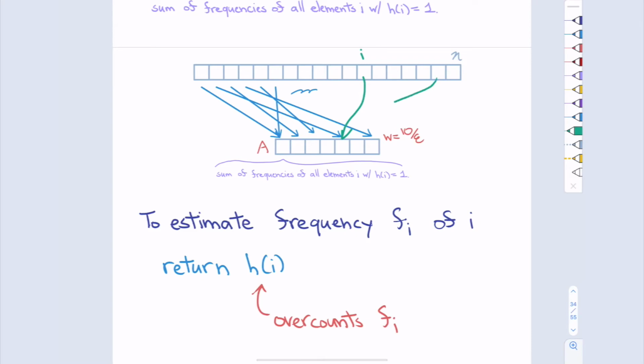Because it's taking in all these other elements, it's also counting up other elements as well, right? So what you return is always going to be an overestimate. There will never be an underestimate of the true frequency of element I, because it may include some counts from other elements.